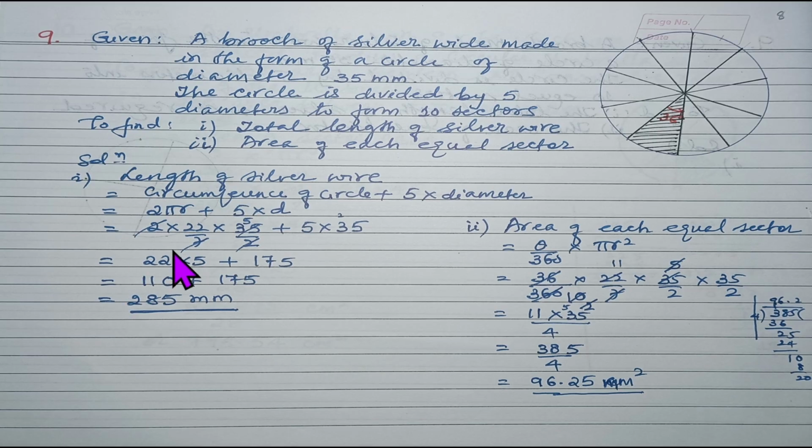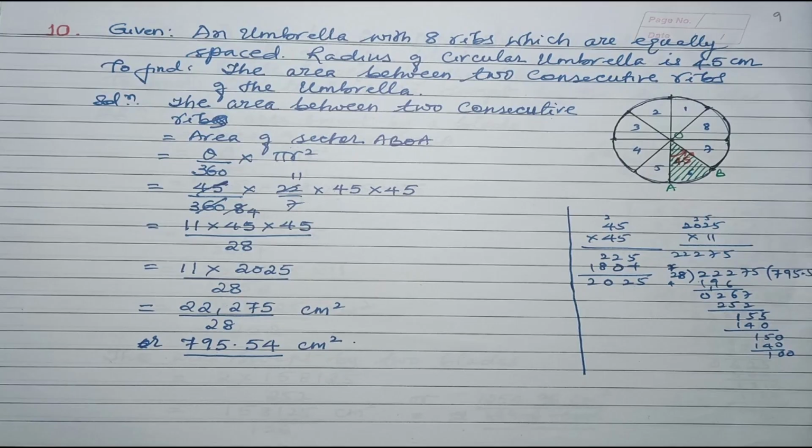So the total silver wire required, length of wire required, is 285 millimeters, and the area of one sector is 96.25 millimeter square. So that's a very simple example. Try to understand. Now coming to the next example, we are given an umbrella with 8 ribs. So there are 8 ribs here which are equally spaced.